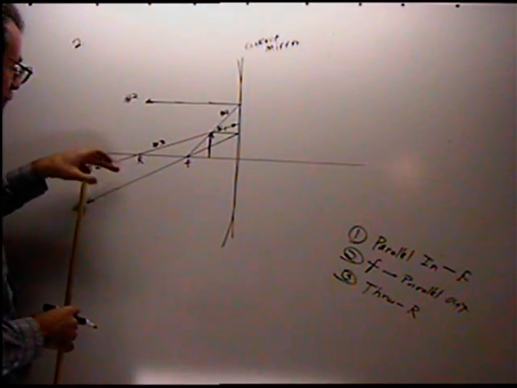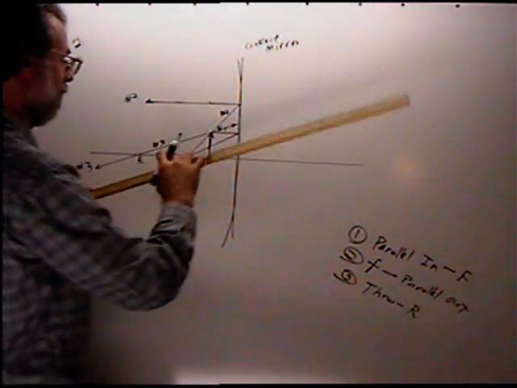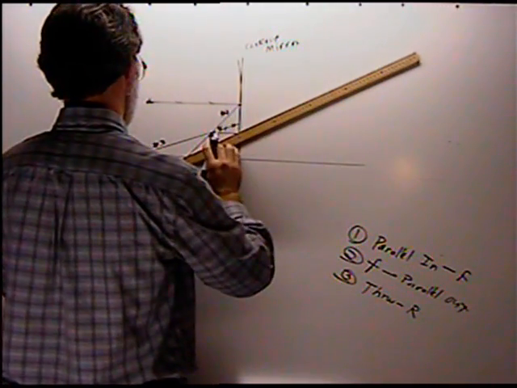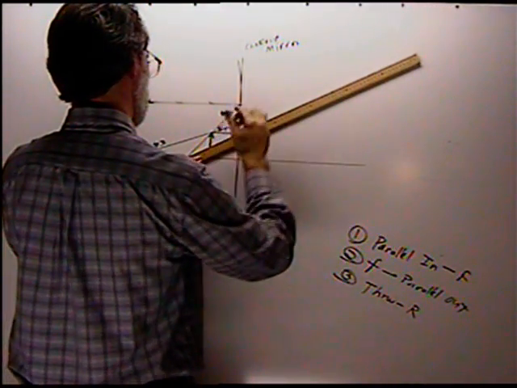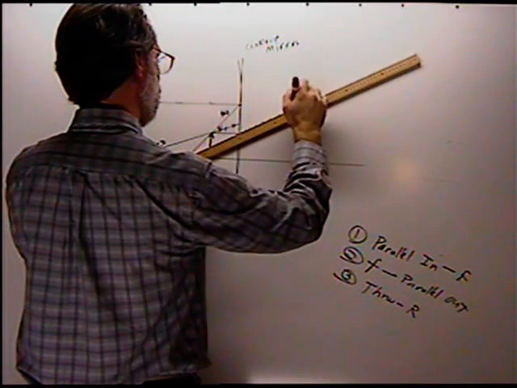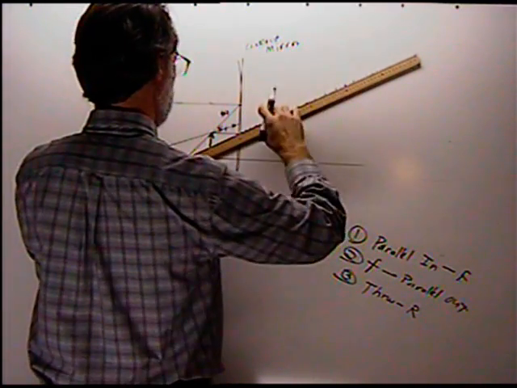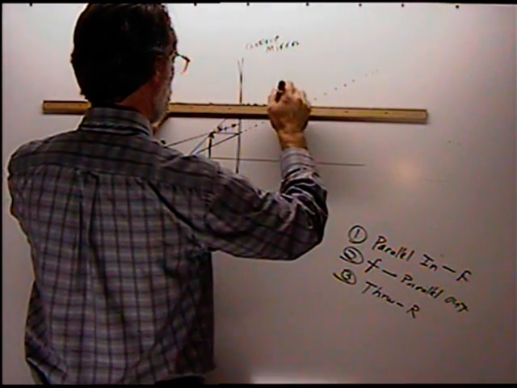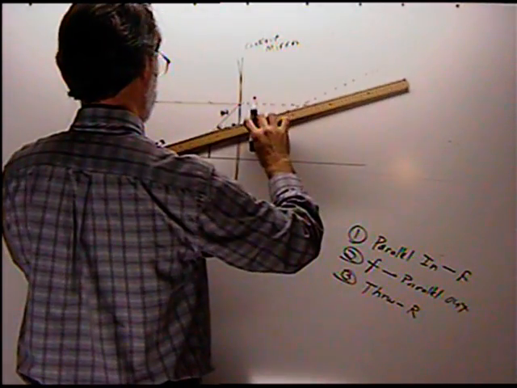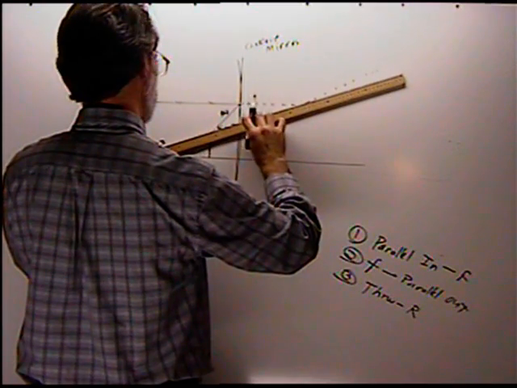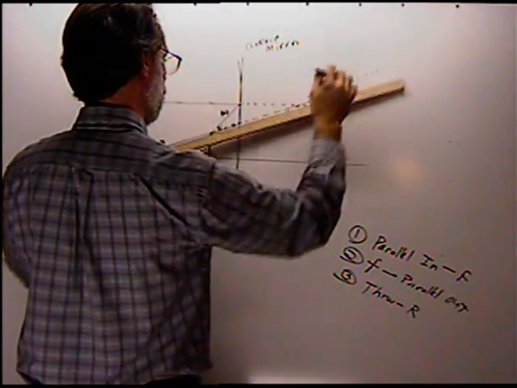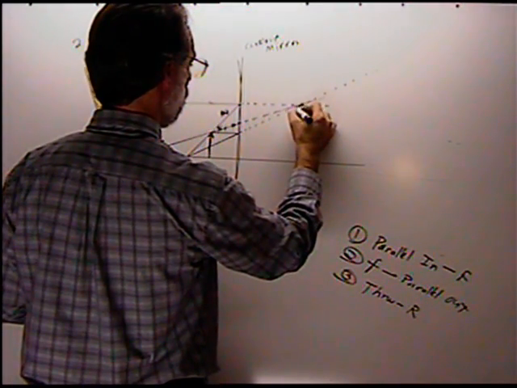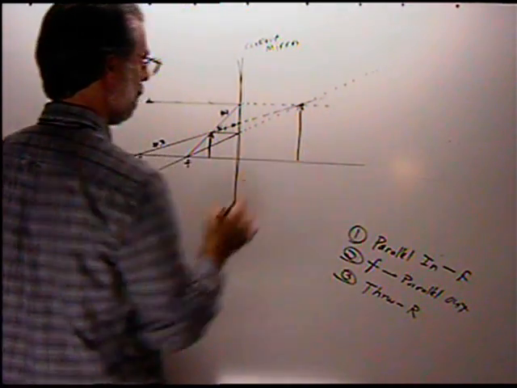These rays do not cross. So where do they cross? They cross in virtual space. So what we do is we take these rays and then we extend them back behind the mirror. And they join, the virtual rays join right here.